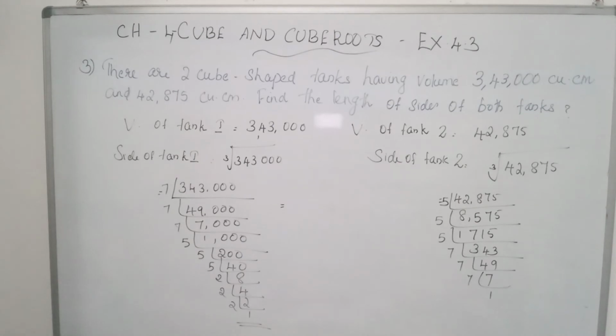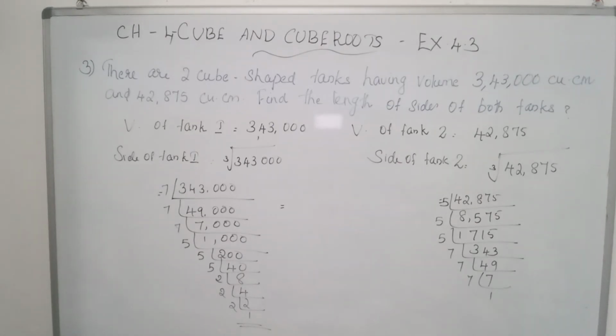Our next question is, there are two cube shaped tanks having the volume 3,43,000 cubic centimeter and 42,875 cubic centimeter. Find the length of side of both tanks. So we have two tanks and the volumes of both tanks are given, and you have to find out the side of both tanks. So you know the volume of a cube equal to side into side into side. Side cube equal to volume. So to get the side, you have to find out the cube root of the given volume.